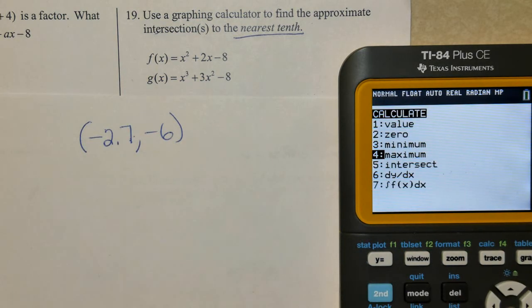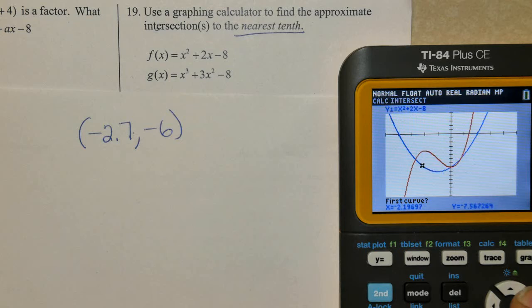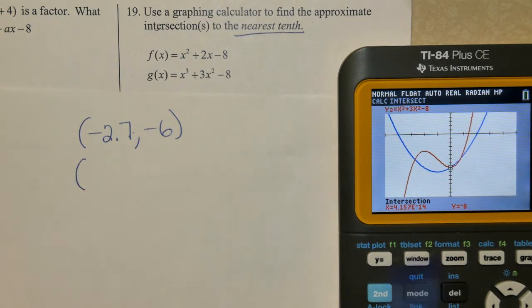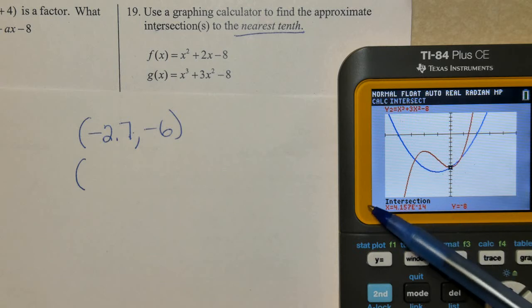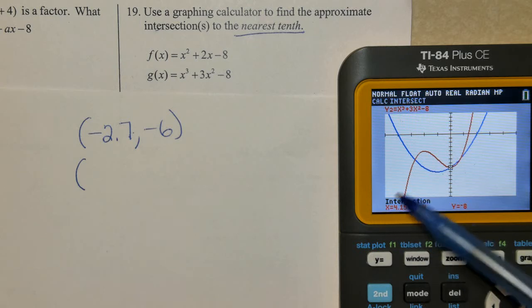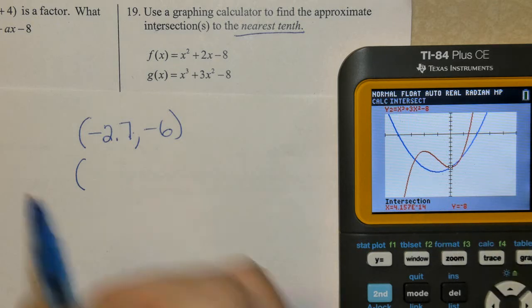Next one, second trace intersect. Okay, first curve is first equation. Enter again, second equation, over the top. Round to the nearest tenth. Okay, now you're like, what is this one? Remember when you see an E here, this means actually move the decimal 14 places to the left. So this would be 0.000000041. So this really rounds to 0. 0, negative 8 is our next one.